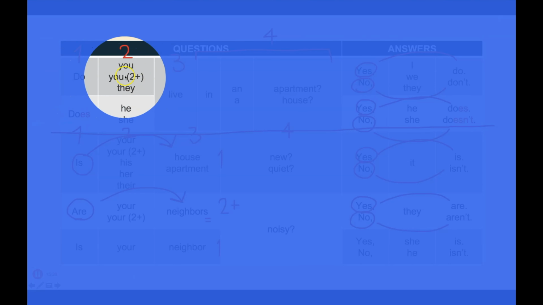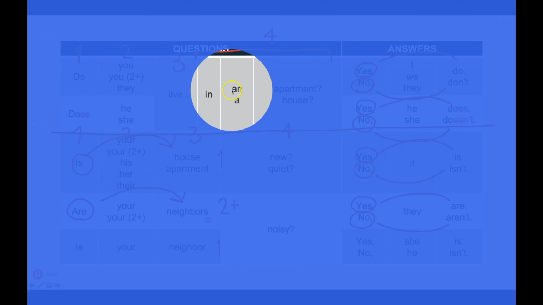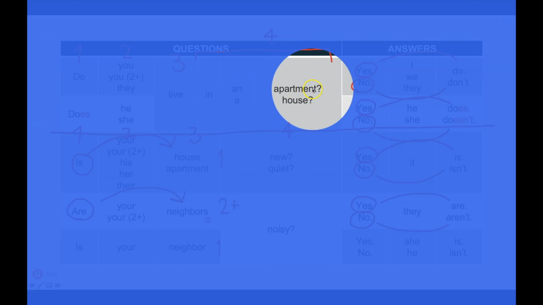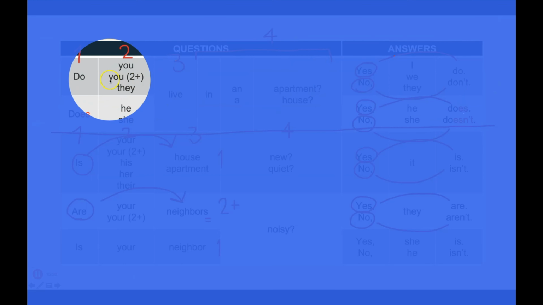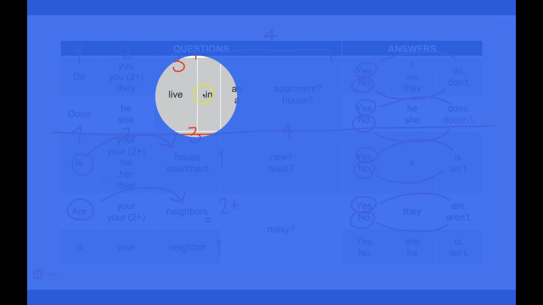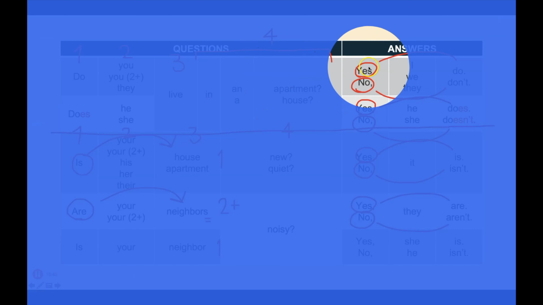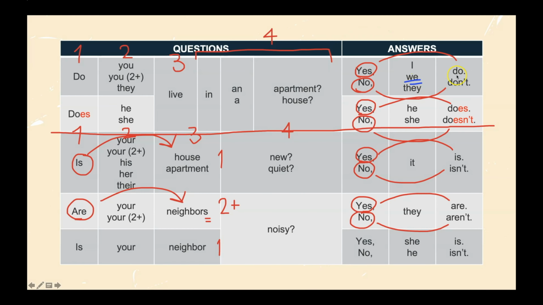Do you, two or more, live in an apartment? Yes, we do. Okay, so you, two or more, 3, 4, 5, live in an apartment? Yes, we do. Do you live in a house? Yes, we do.